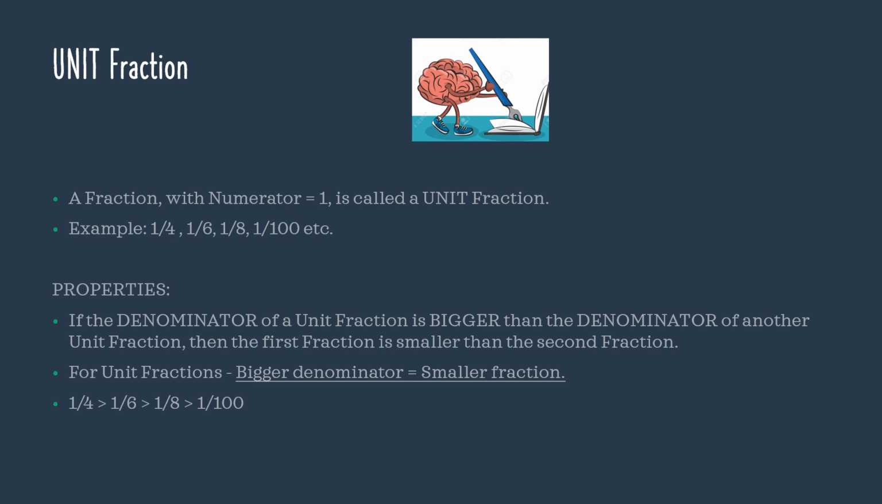If we look at the numbers 1 by 4, 1 by 6, 1 by 8 and 1 by 100, 100 is the biggest denominator and 4 is the smallest denominator, which means 1 by 4 is the biggest fraction and 1 by 100 is the smallest fraction. This is how a unit fraction looks like.